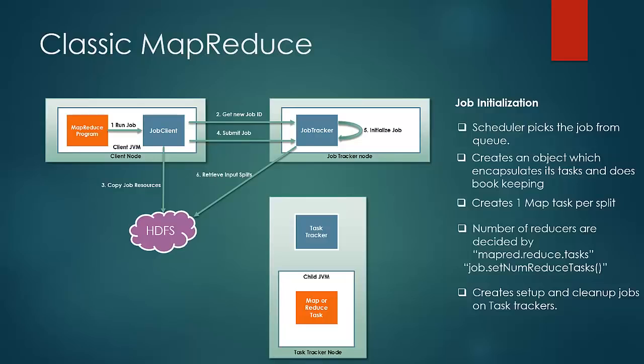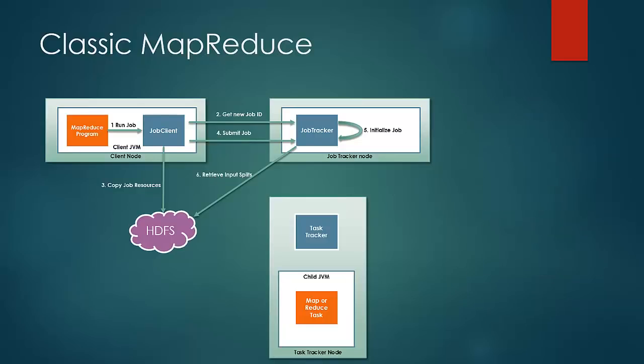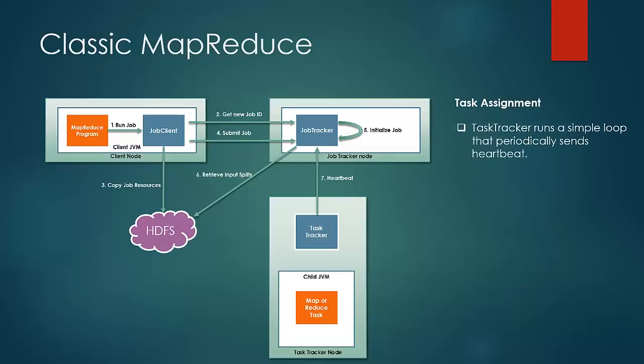After this phase comes the task assignment phase. At this point, job tracker should know which task trackers have free slots and which ones are busy. The task tracker simply runs a loop that periodically sends the heartbeat. This helps job tracker to understand if the task tracker is active or not. As a part of the heartbeat, the task tracker sends information regarding the statuses of the tasks running on it. This helps job tracker to assess the load on the task tracker and thus assign a new task.